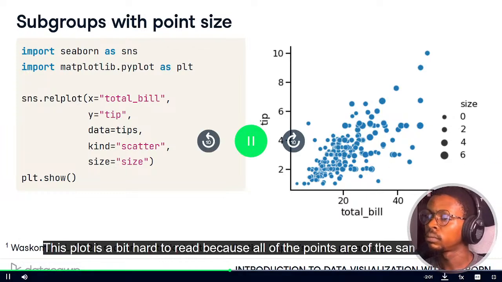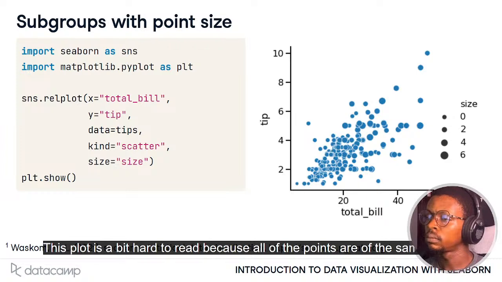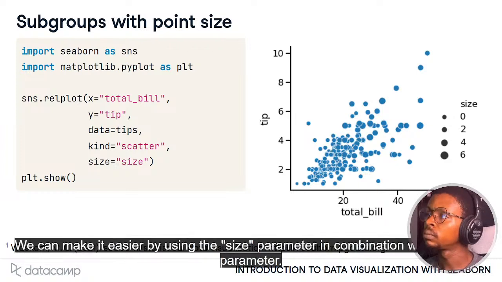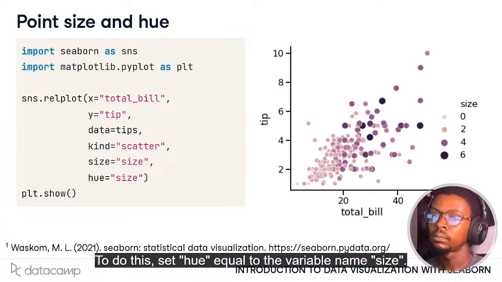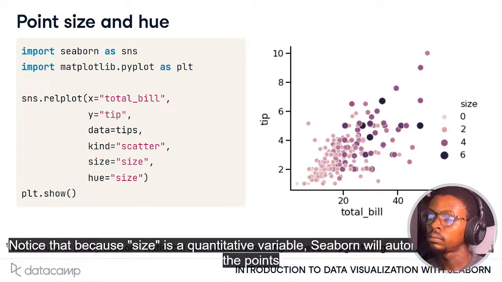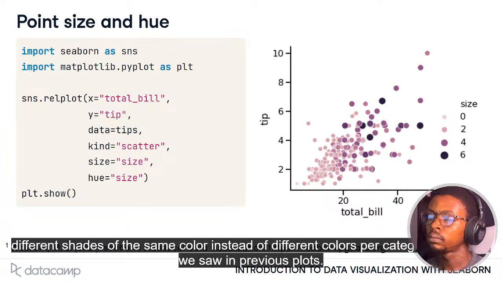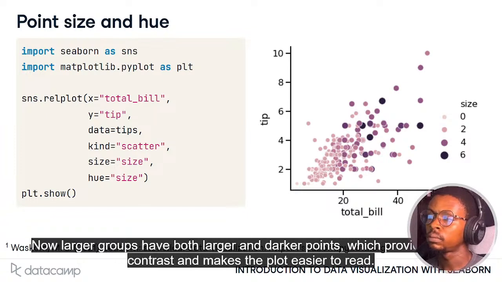This plot is a bit hard to read because all of the points are of the same color. We can make it easier to read by using the size parameter in combination with the hue parameter. To do this, set hue equal to the variable name size. Notice that because size is a quantitative variable, Seaborn will automatically color the points different shades of the same color instead of different colors per category value like we saw in previous plots. Now, larger groups have both larger and darker points, which provides better contrast and makes the plot easier to read.